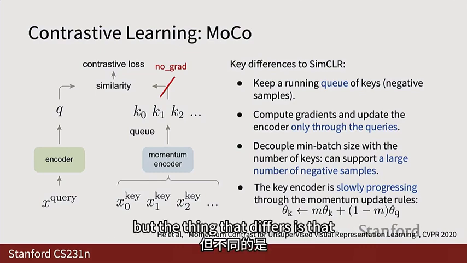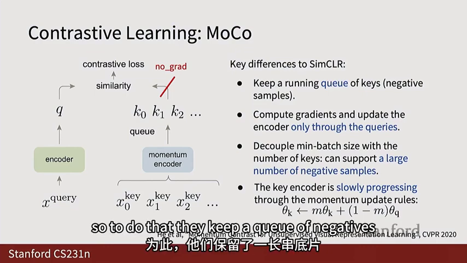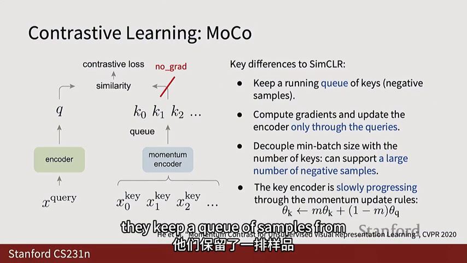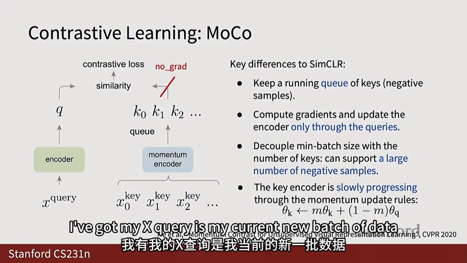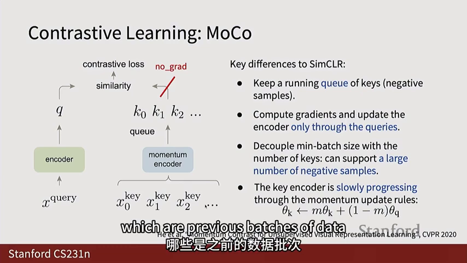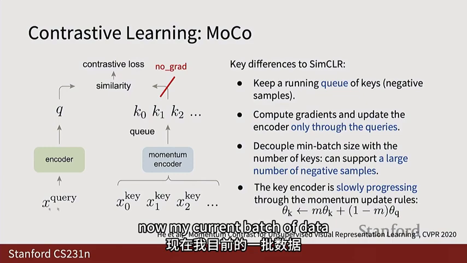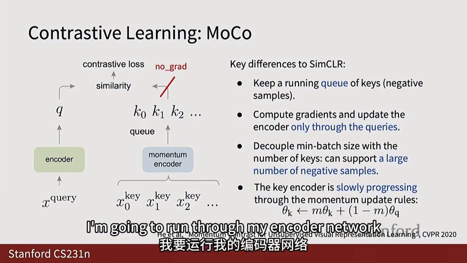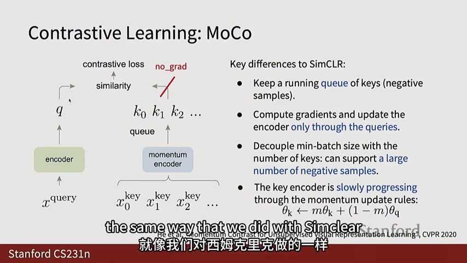But the thing that differs is that we want to get away with not having to have a gigantic batch size at every iteration. So to do that, they keep a queue of negatives. They keep a queue of samples from previous iterations of training. At every training iteration, my X query is my current new batch of data, and I have this queue, X0, X1, X2 key, which are previous batches of data that I've seen on previous iterations of training. My current batch of data, I'm going to run through my encoder network as I always did, and compute the contrastive loss the same way that we did with SimCLR.